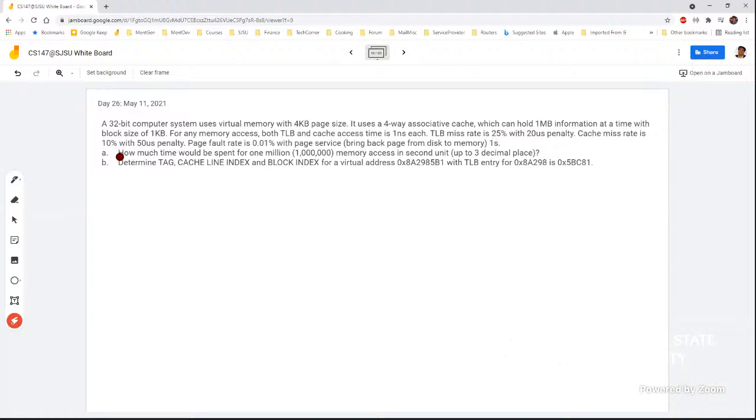Now, first problem is how much time would be spent for 1 million, 10 to the power 6, that many memory accesses, in second unit, up to 3 decimal places, maybe. And then the next problem, given this memory configuration, we need to determine the tag, cache index, line index, block index for a virtual address with a TLB entry.